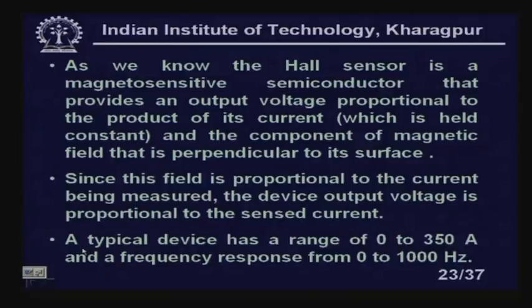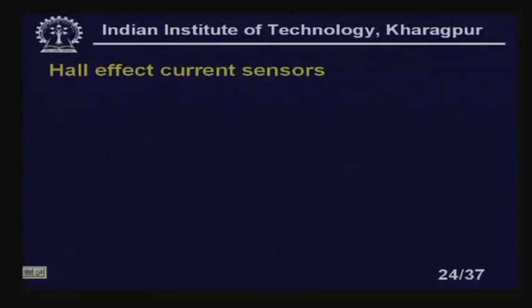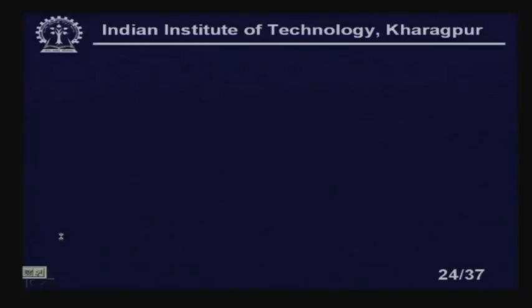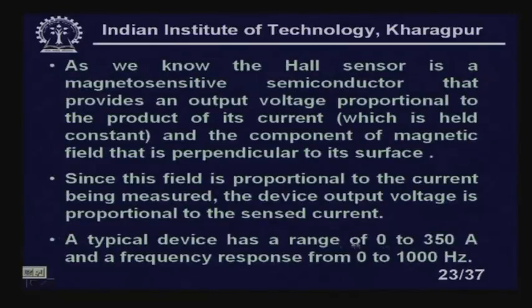A typical device has a range of, as I told you, 0 to 350 ampere, and a frequency response from DC to 1000 Hz. What is this DC I am talking about? A typical device has a range of 0 to 350 ampere, that is understandable. It can measure a current of 350 ampere.